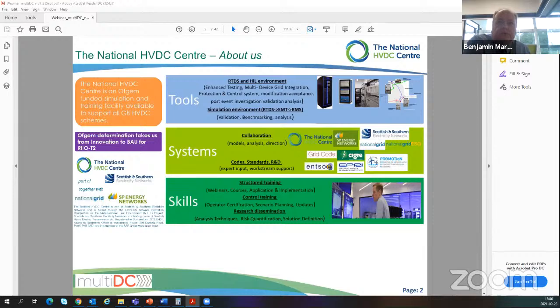What's the centre? What is it there for? Well, essentially, the centre is a high granularity simulation environment, which deals with both real-time and offline, predominantly EMT analysis.